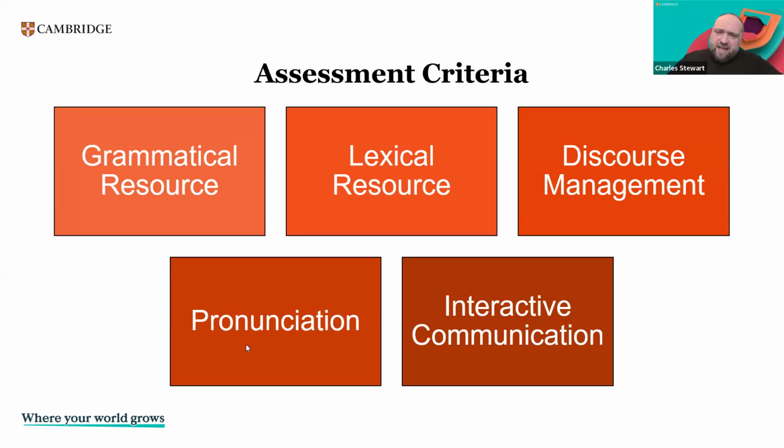For pronunciation, let me ask you this. Is it okay if you have an accent? Will they mark you down if you have an accent?